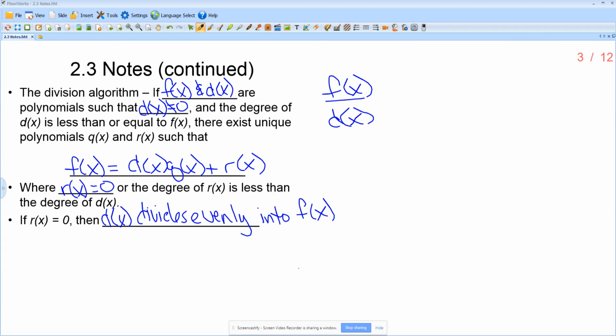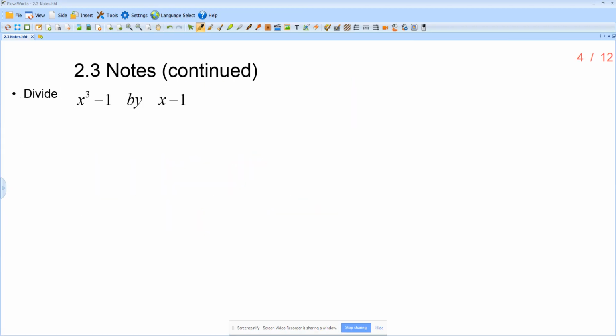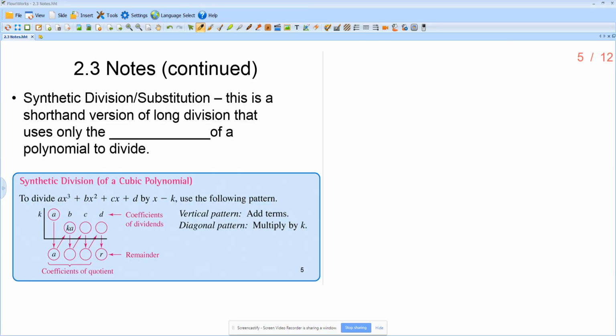And what you want to be thinking is, if I'm dividing evenly into it, r of x isn't there anymore, so I just factored this. It's going to be a different way of factoring. So we'll see some examples of that, but we'll do that in the examples video. So then long division is a tedious process.